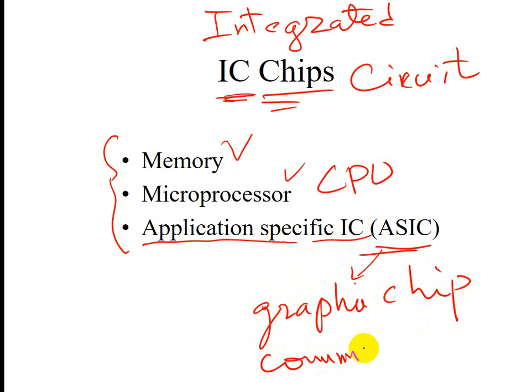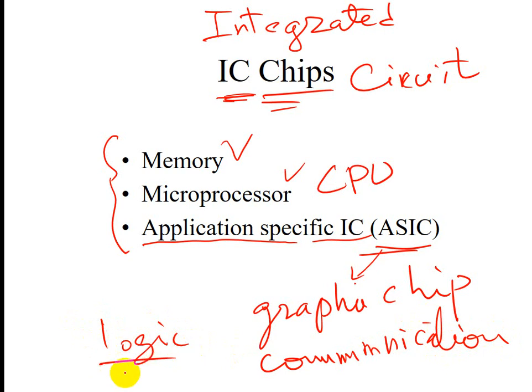Communication, maybe logic, mathematics, floating point microprocessor. You have some of these applications. So basically, the IC chip industry is divided into these three categories.